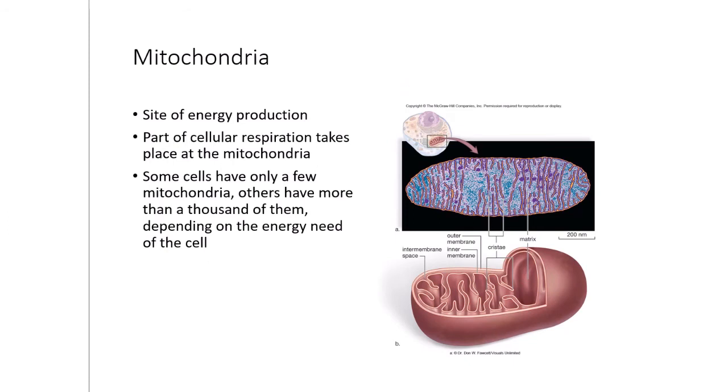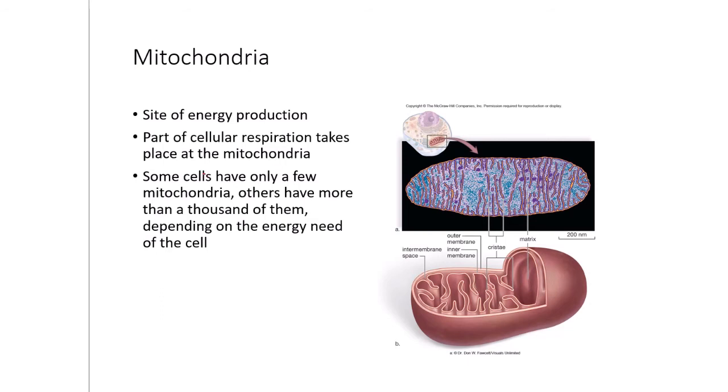Next, we have something called the mitochondria. The mitochondria is the site of energy production. You remember we talked about cellular respiration earlier? That's where you take glucose and break it down to convert it into carbon dioxide and water, and in the process you create energy in the form of something called ATP. That cellular respiration process takes place in the mitochondria. It's the powerhouse of the cell.